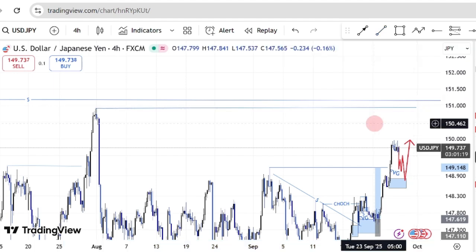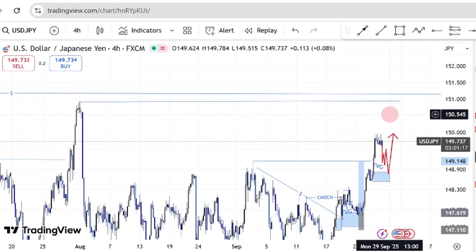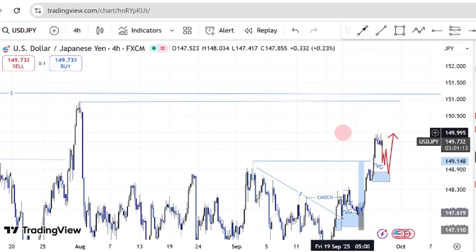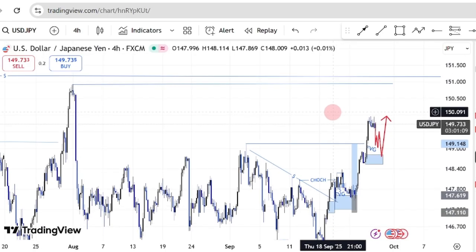So on this trade, we'll be looking at possible 1:3, 1:4, 1:5. But as you all know, I always stick to 1:3, because I like working with realistic take profit.